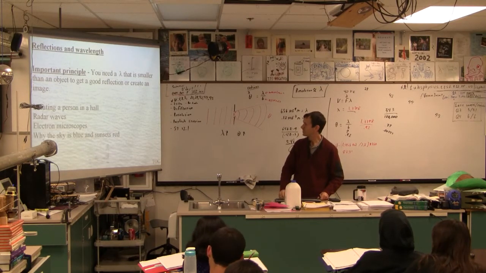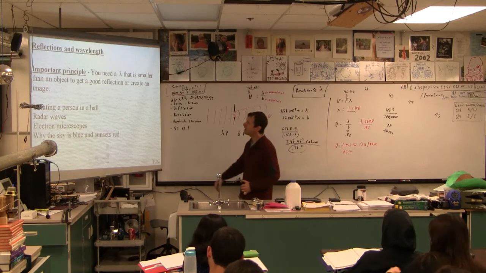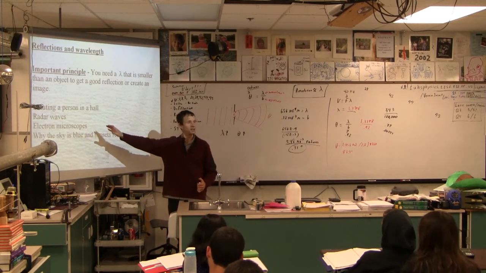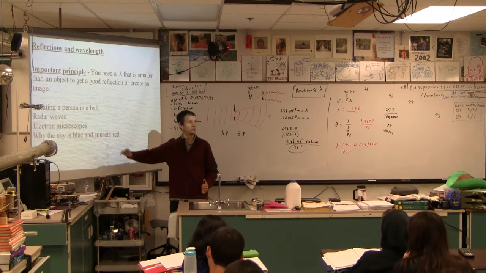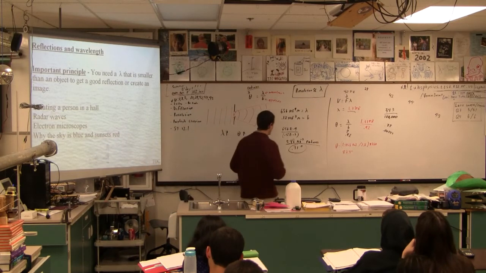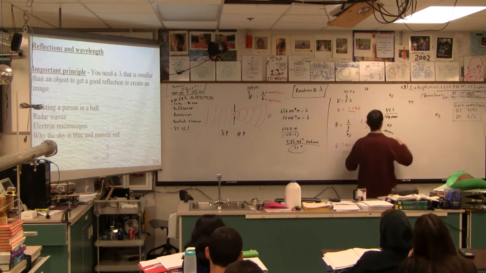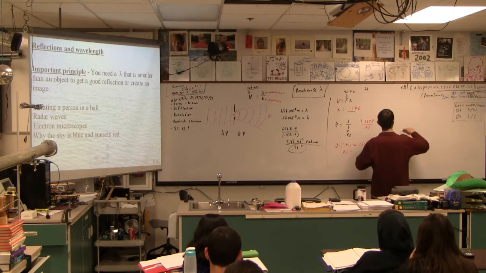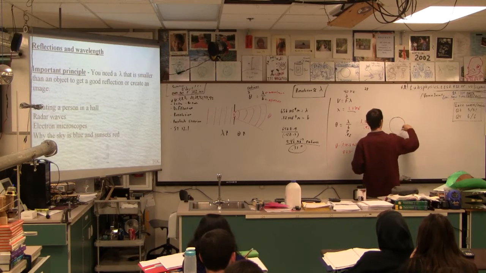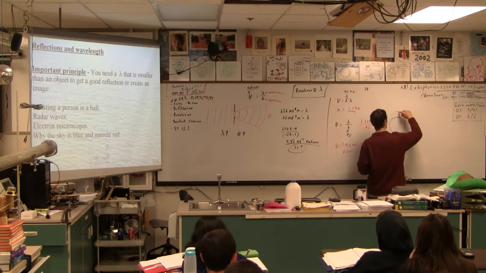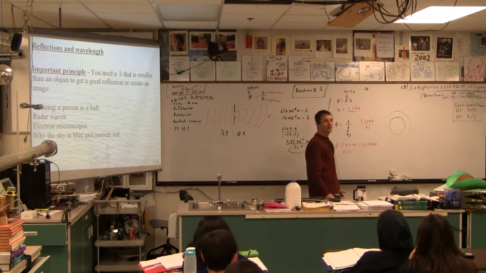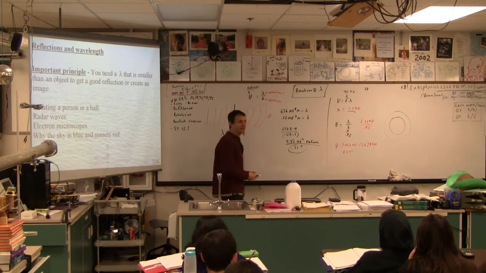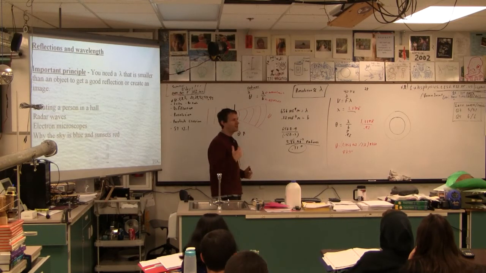Radar waves, electron microscopes, right? This is why the sky is blue and sunsets are red. If you ever wonder why, during the day, what do we look at? Well, we look at the atmosphere, right? And there are particles of dust in the upper atmosphere that reflect blue light. Why doesn't it reflect red light? Red light's too big. It doesn't bounce off it. It can't resolve it. It can't interact with it, right?